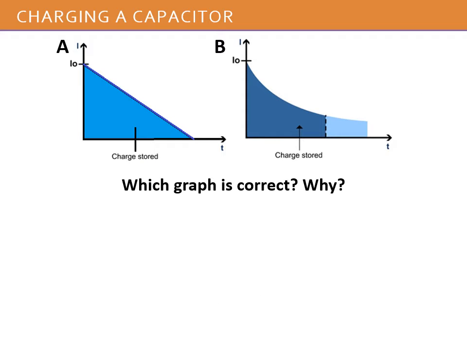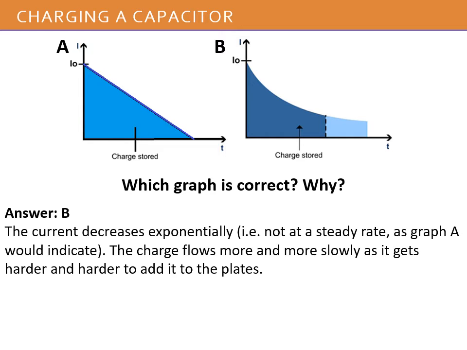If you look at these graphs, the scenario is charging a capacitor. Which graph is correct? This graph is current versus time. I0 is the initial current and t is the time. Pause this video and think about which graph will be correct. Well done if you come up with the right answer.